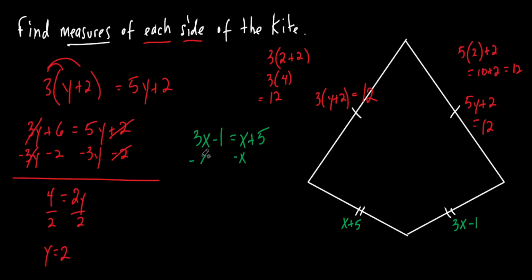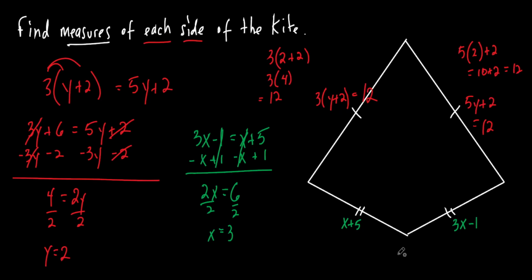Subtract an x from both sides. Add a 1 to both sides. Those ones cancel. 3x minus x is 2x. And then those x's cancel. 5 plus 1 is 6. Divide both sides by 2. X is 3. Is that my answer? Do I circle it? No, I don't. I got to plug it back in.